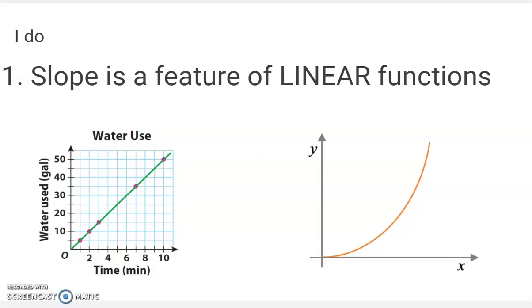One, first of all, slope is only a feature of linear functions. This function here is linear. It has a slope. We could calculate it. This is not a linear relation. It's a curved relation. We would not be able to find the slope on that graph. In some places when x increased by 1, y would only increase a little. In other places when x increased by 1, y would increase a lot. We wouldn't get the same thing if we tried to calculate. Slope is a feature of linear functions.